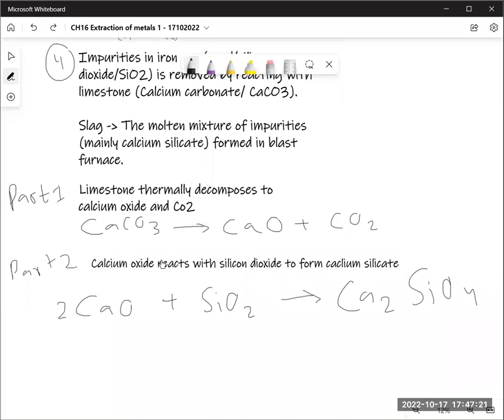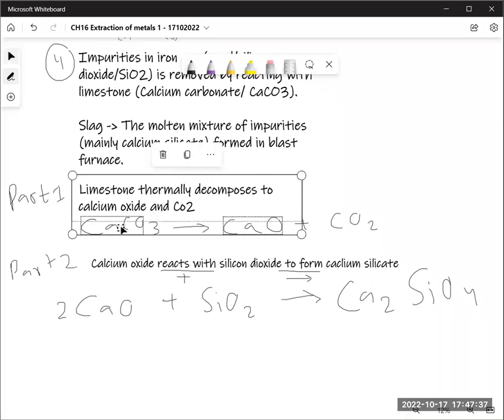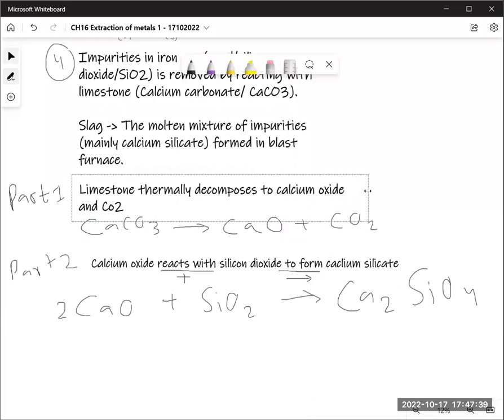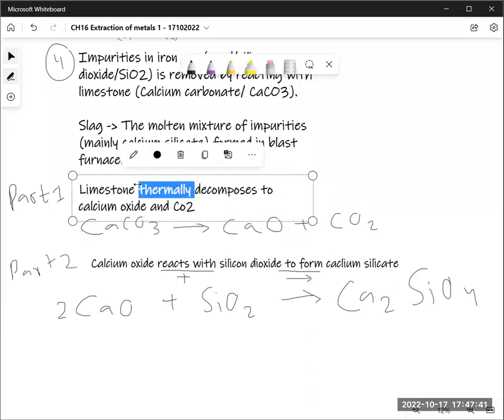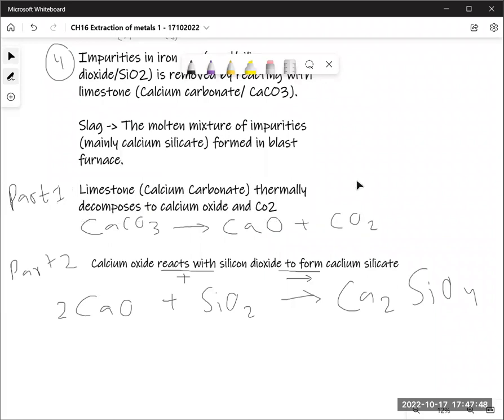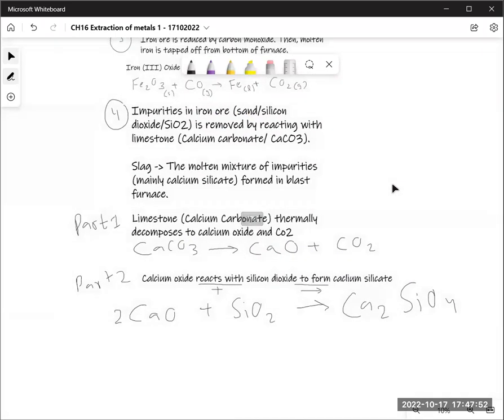Just add one thing above these things. Write plus here, and in place of "to form" make an arrow like this. You understand that the word equation is calcium oxide plus silicon dioxide gives us calcium silicate. The same thing here. Just add one more thing: after limestone, just add calcium carbonate. That's it. Nothing else.